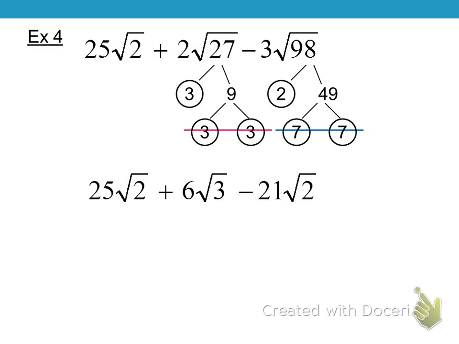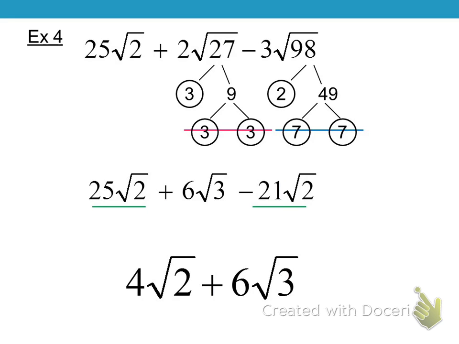So now that they're all simplified, do I have any like radicals? Yes. Which ones? 25 and 21. The ones with the square root 2, right? So what is 25 square root 2 minus 21 square root 2? 4 square root 2 plus, and then the 6 square root 3 just sort of comes along.